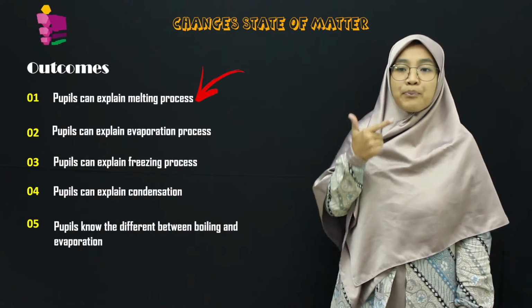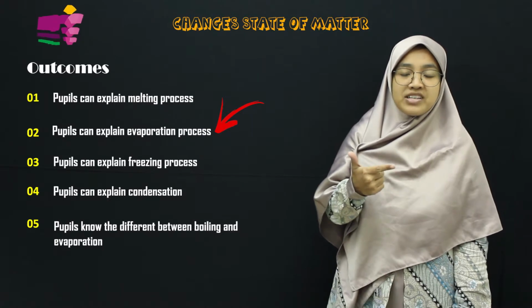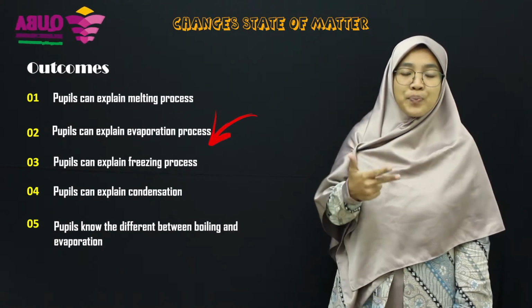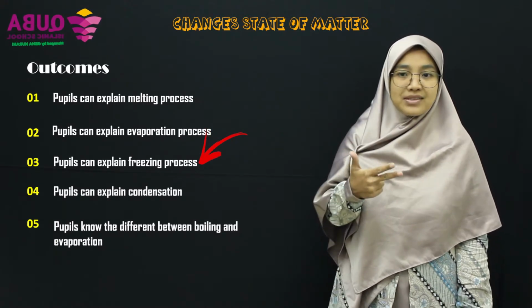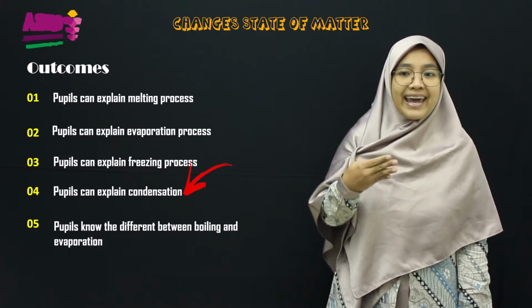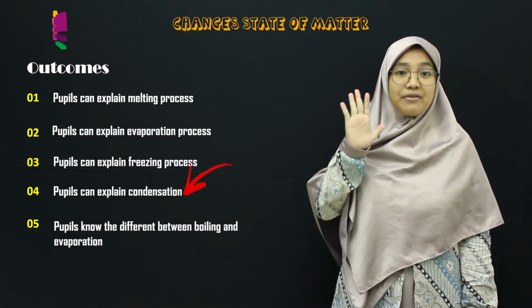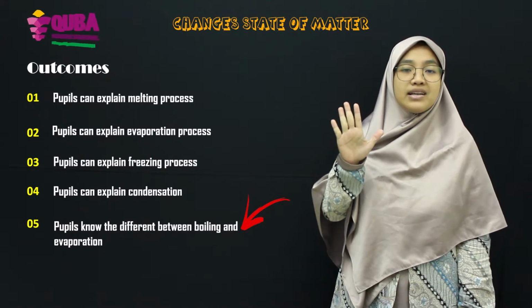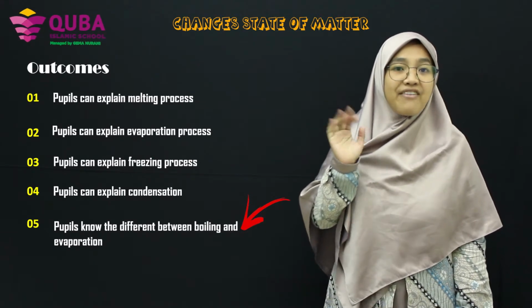For outcomes or goals, I hope pupils can explain the melting process. The second, pupils can explain the evaporation process. The third, pupils can explain the freezing process. The fourth, pupils can explain condensation. And the fifth, pupils know the difference between boiling and evaporation.